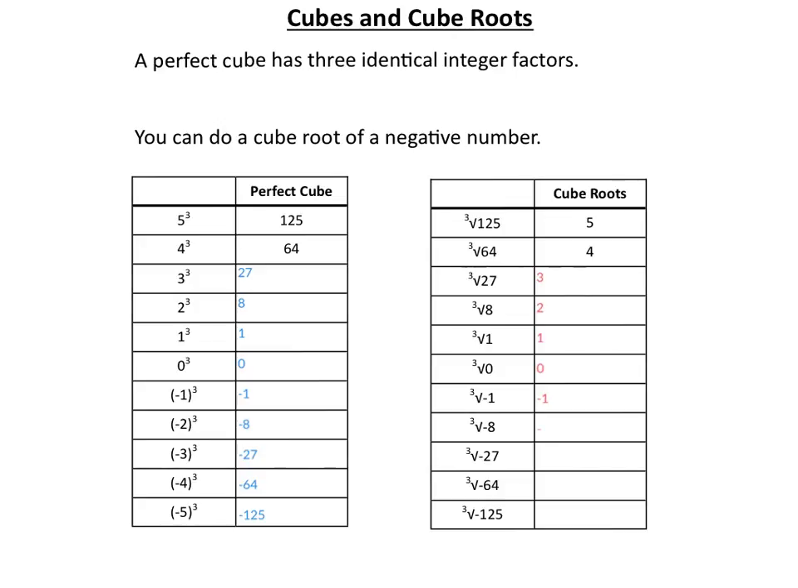Cube root of -8 is -2. Cube root of -27 is -3. Cube root of -64 is -4. And cube root of -125 is -5.